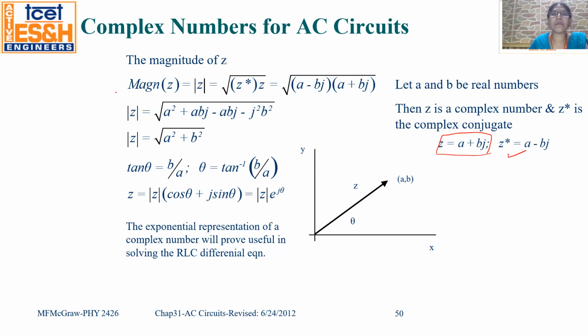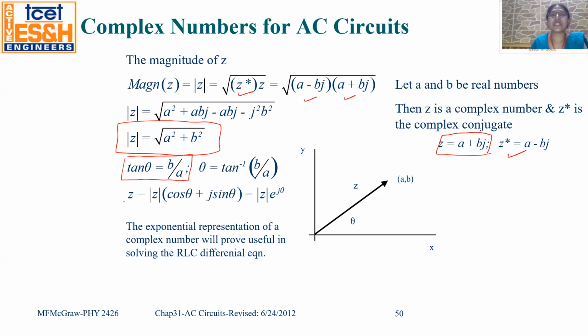If you want to find the magnitude or the mod, you take the mod in this way and find the magnitude. So this is the main formula you have to use when you have to find the magnitude of Z. Now the angle between these two quantities is represented by B by A. Tan theta is equal to B by A. And if you take the inverse of tan, then theta is equal to tan inverse of B by A.